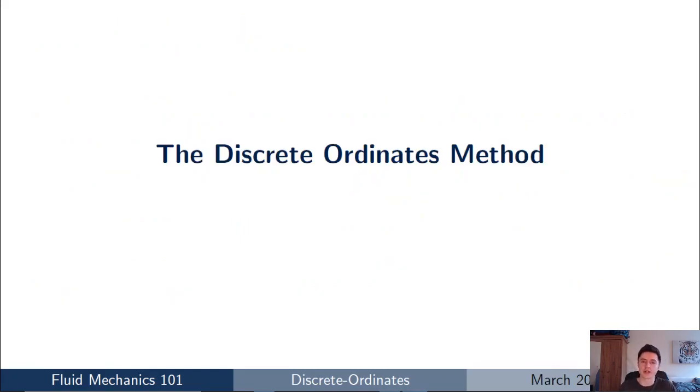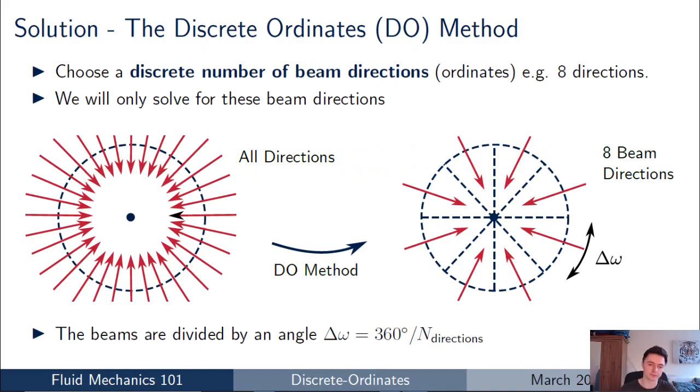Now, the discrete ordinates method, which I'm going to focus on today, is one example of a method that we can use to solve the radiative transport equation. There are other methods we could use, but specifically in this talk, I'm only going to talk about the discrete ordinates method as one example. So how does the discrete ordinates method work?